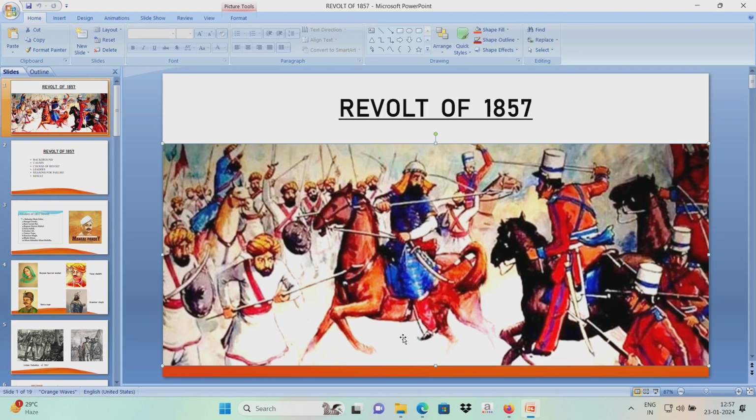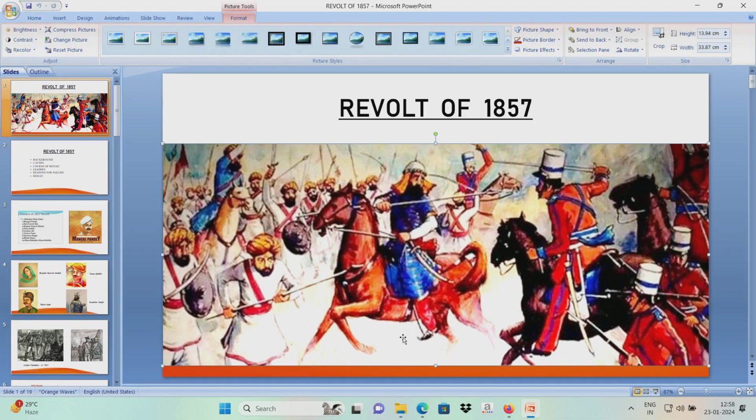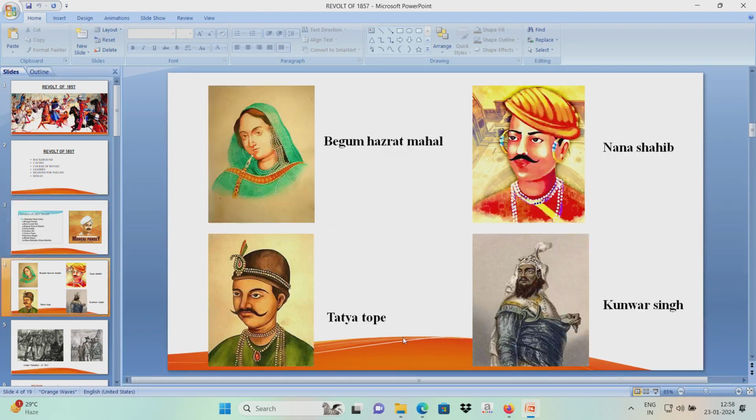It started on May 10, 1857 at Meerut as a Sepoy mutiny. The Sepoys revolted in the Bengal Presidency against the British officials. So finally, the East India Company's rule came to an end. This revolt was largely confined to parts of northern and central India. So let us see, what is the revolt?